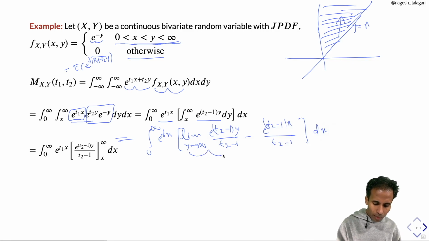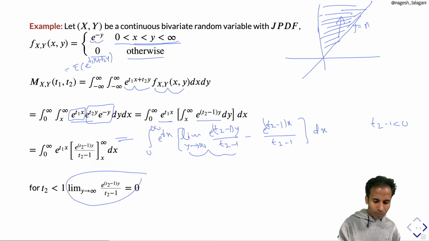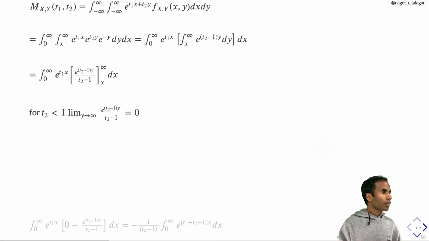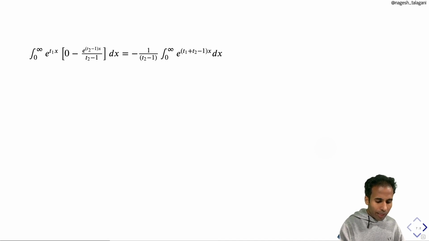Now this limit exists only when t2 minus 1 is less than 0. As y goes to infinity, this e power t2 minus 1 y exists only when t2 minus 1 is negative, and in that case the limit is going to be 0. Okay, so this is going to be 0. Now, we have to perform this integral. Next, now here if I take this minus 1 by t2 minus 1 out, so e power t1x times e power t2 minus 1 x is going to be e power t1 plus t2 minus 1 x dx.